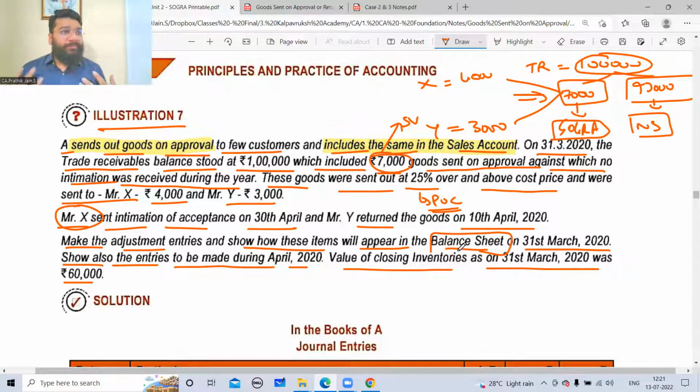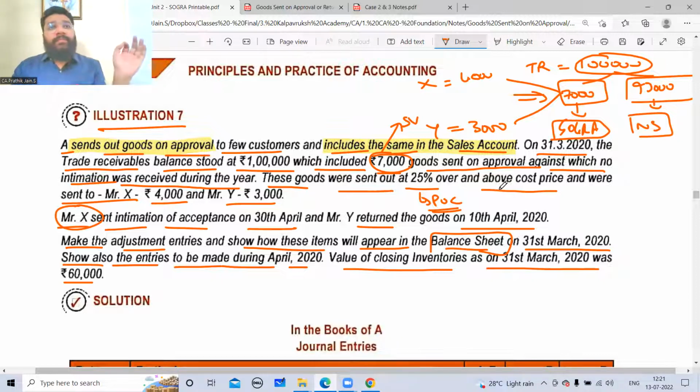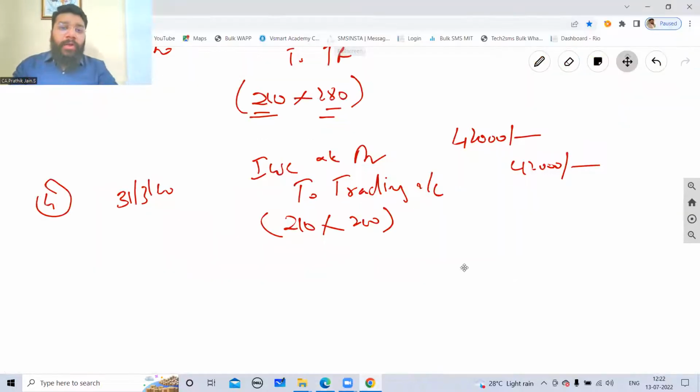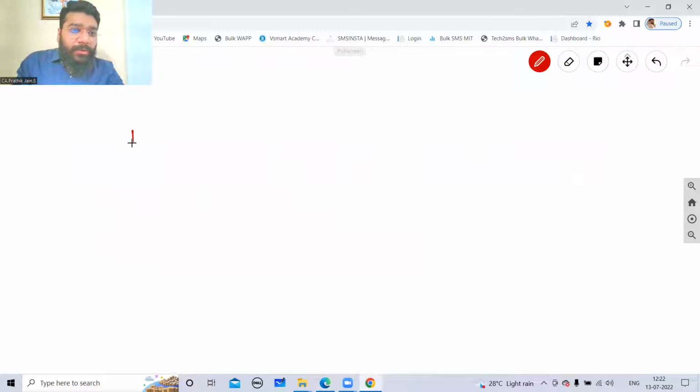Can you feel the question? Yes. Now guys, the date on which the goods were sent is not given, but that entry is already recorded. So we don't have to record that entry, but I'm only doing it for knowledge purposes. So on the date of sending the goods, what is the entry?